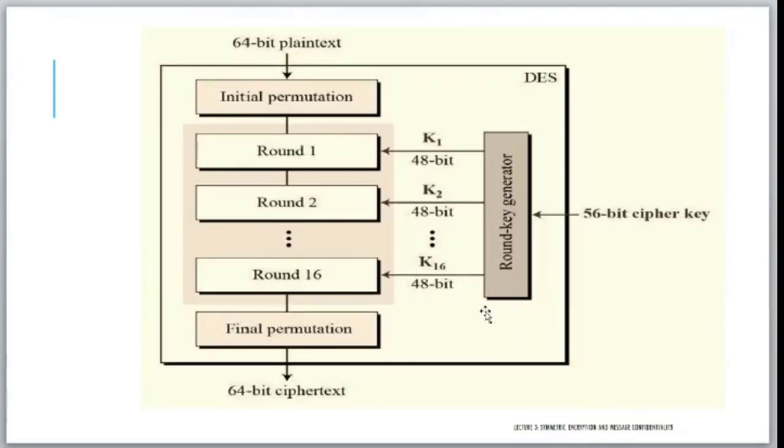Then we go for the final permutation. Again, permutation means changing the position. After the final permutation, whatever you get is going to be your ciphertext. So this is how DES is going to work.